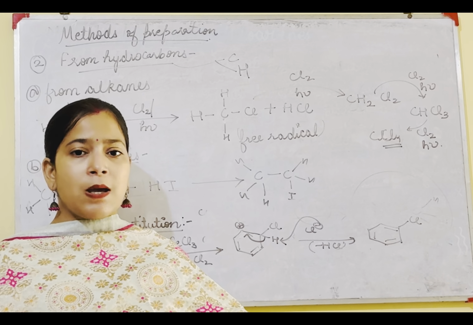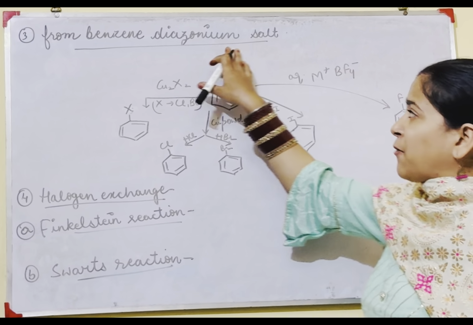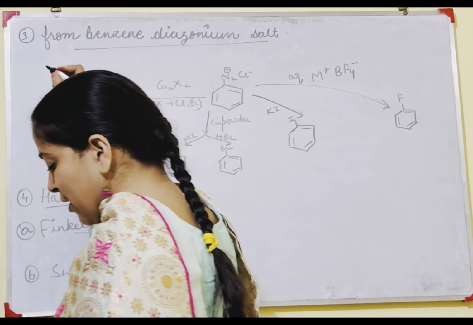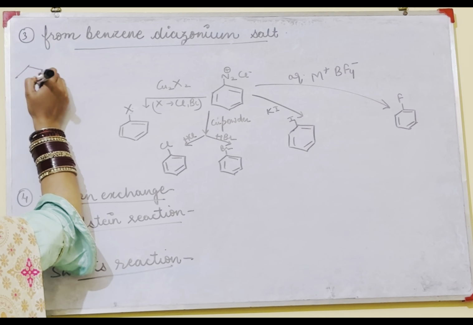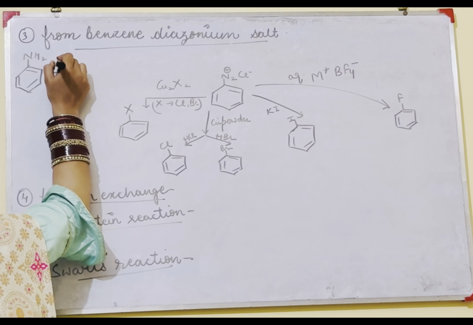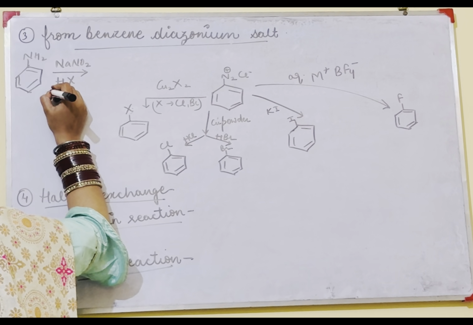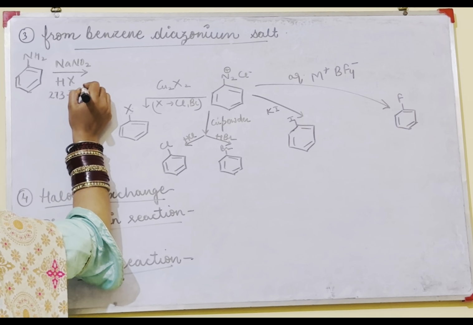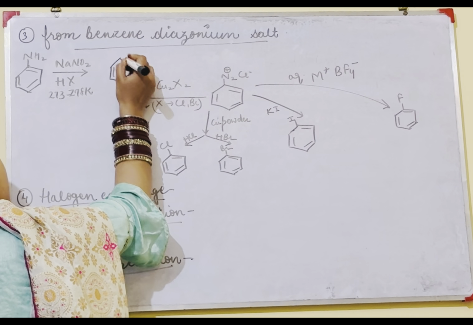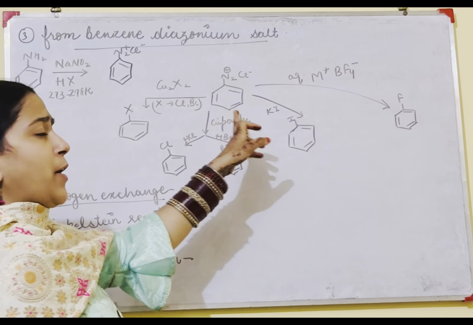Now we will discuss some more methods. The next method of preparation is from benzene diazonium salt. Before this, we have to understand how this benzene diazonium salt will be formed. We will take aniline, and it reacts with NaNO2 along with HX at 273 to 278 Kelvin temperature. Then it will form this, which is benzene diazonium chloride.